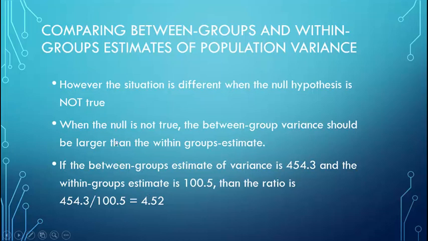Okay, so when the null is not true, meaning when the independent variable does have an effect, if we think hours of sleep does impact test score, the between group variability, between the means, should be bigger than the within groups variability.